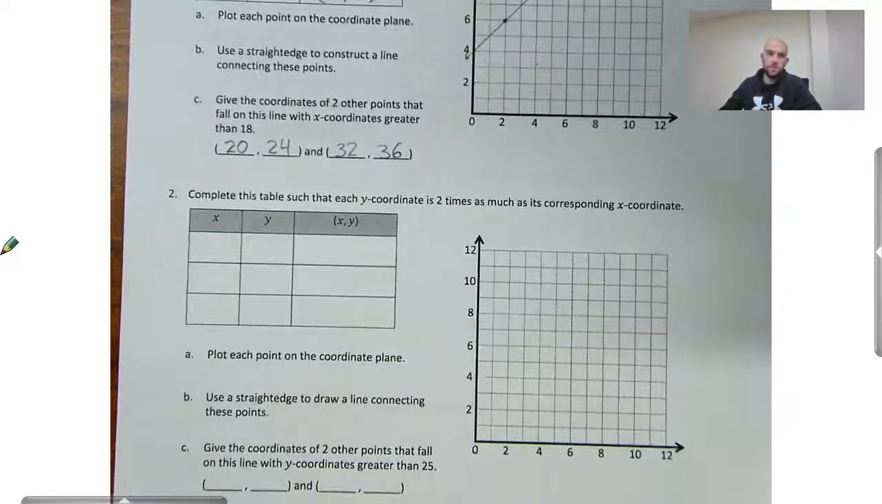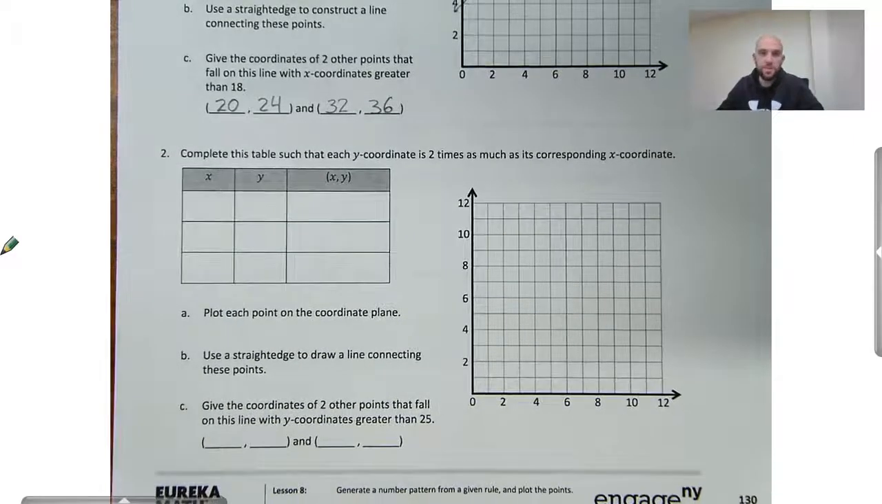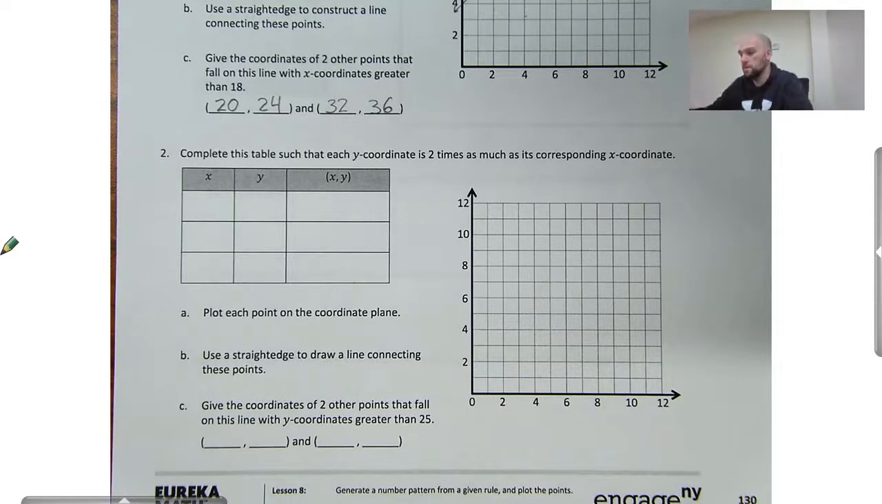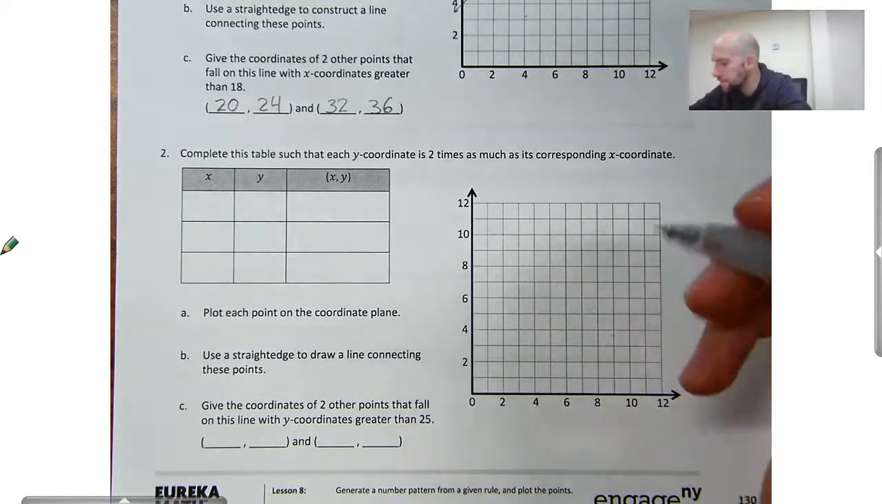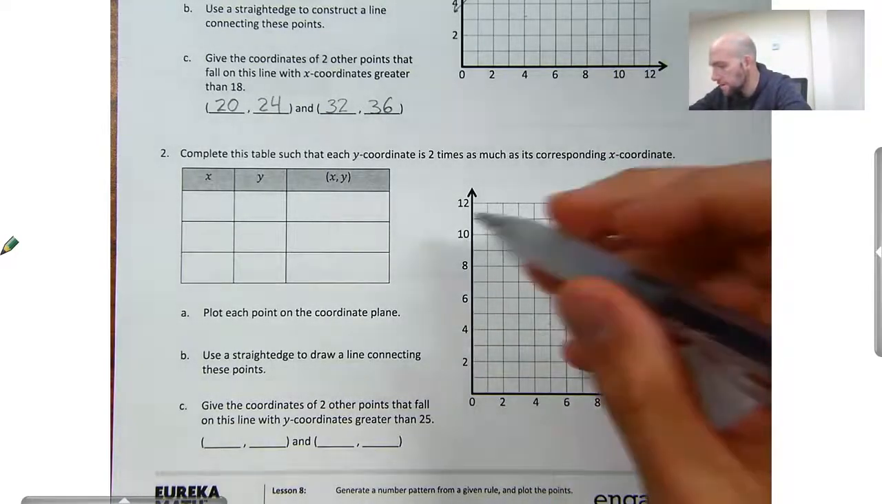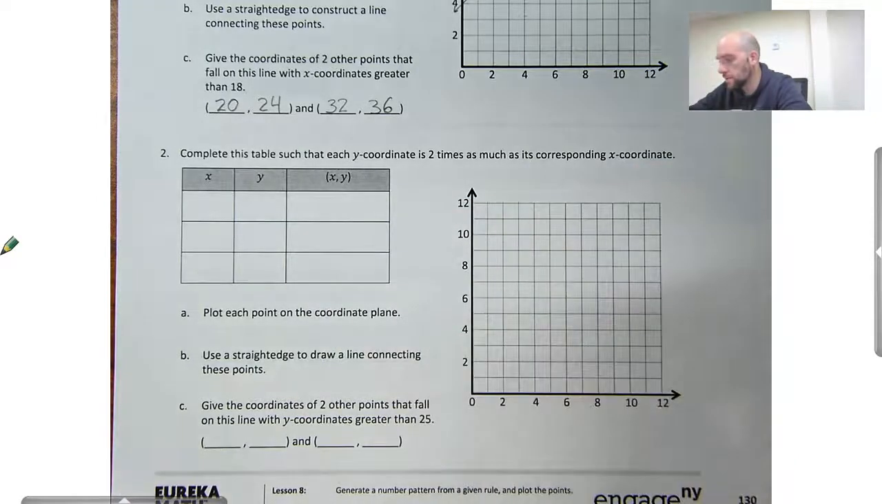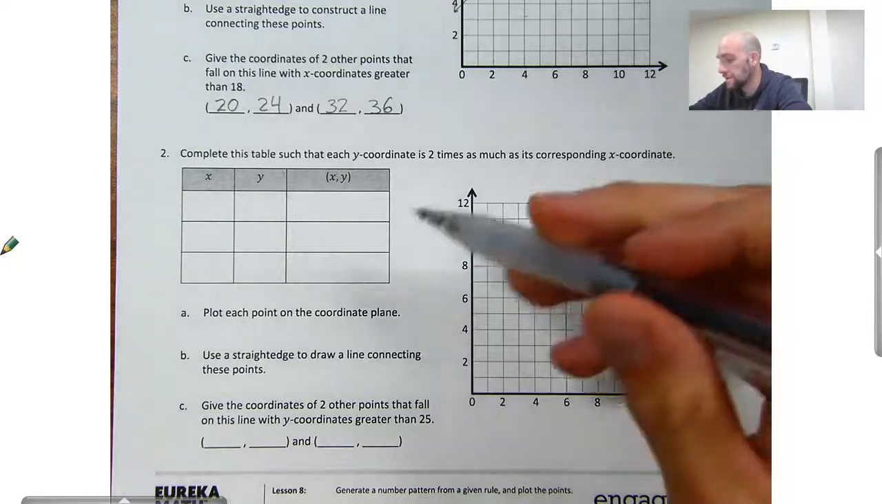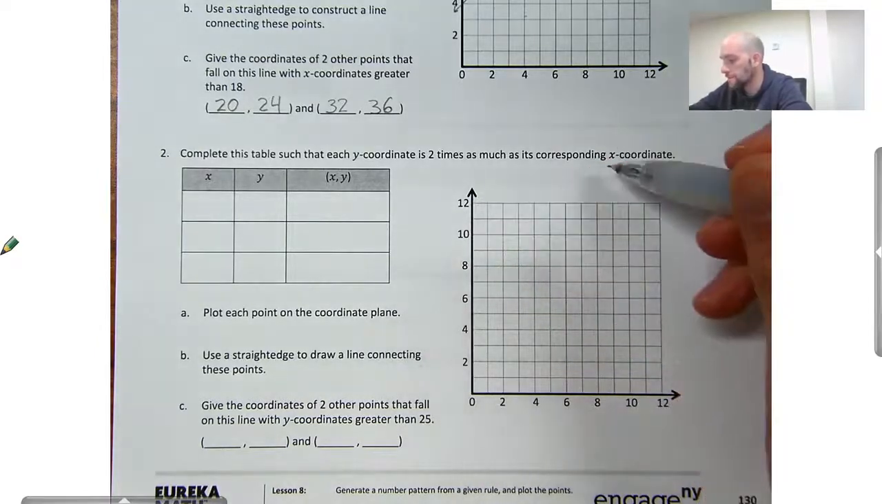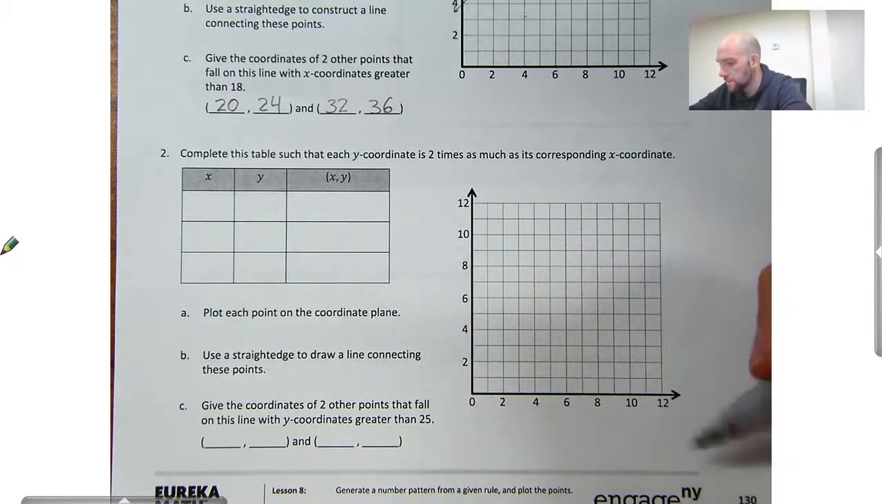Number 2 says complete this table such that each y coordinate is 2 times as much as its corresponding x coordinate. So again, we can pick any number that's on this grid here, as long as their corresponding y coordinate is not going to be greater than 12. They don't want to be way off the grid paper here.